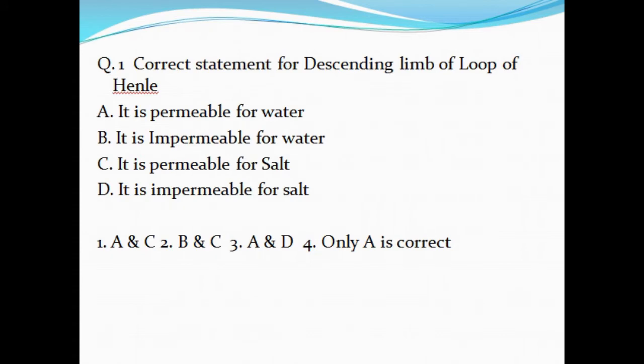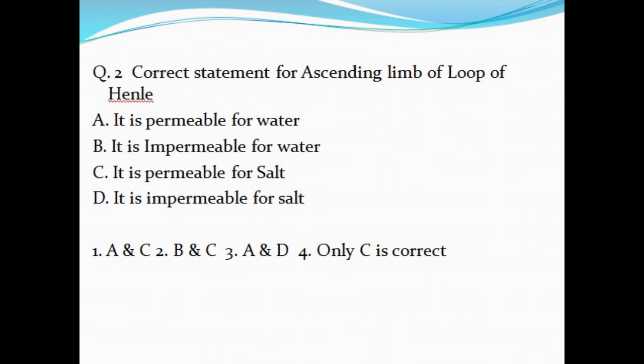Question number 1, correct statement for descending limb of loop of Henle. A, it is permeable for water. B, it is impermeable for water. C, it is permeable for salt. D, it is impermeable for salt. First A and C, second B and C, third A and D, and fourth only A is correct.